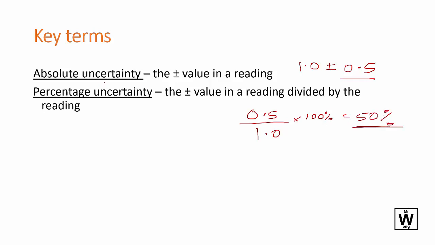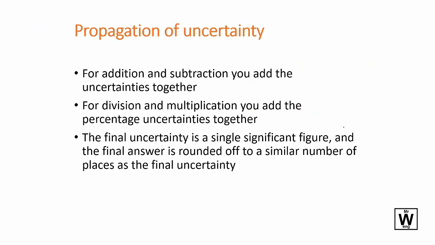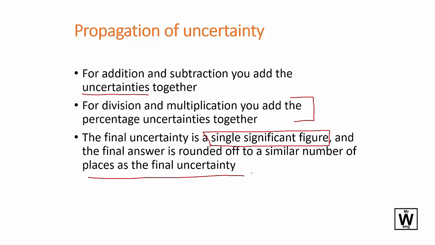So sometimes we need to use the absolute uncertainty, sometimes we need to use the percentage uncertainty when we're doing uncertainty propagation. So propagation of uncertainty, these are the rules. Addition and subtraction is really easy. We just add the uncertainties. That's absolute uncertainty. And the multiplication and the division is the harder one. So we have to work out the percentage uncertainties first, and then we just add those together. In your final answer, you just have a single sig fig for your uncertainty, and then you need to adjust your final answer so that your final answer doesn't have more precision than your uncertainty.